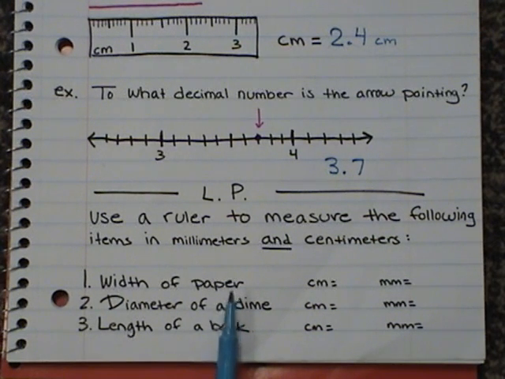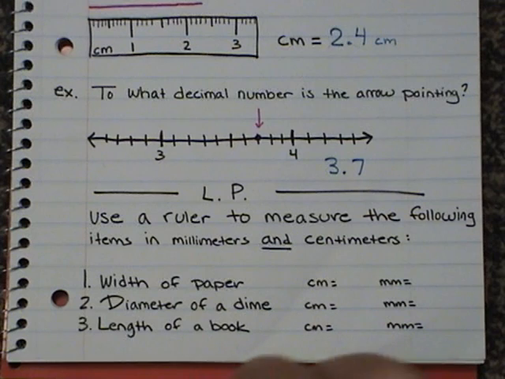the diameter of a dime. Now we know radius is about half and diameter is going to be double that, the full length across. And then number 3, the length of a book, and this can be any book that you have, and I know that your answers will be different than the student sitting next to you.